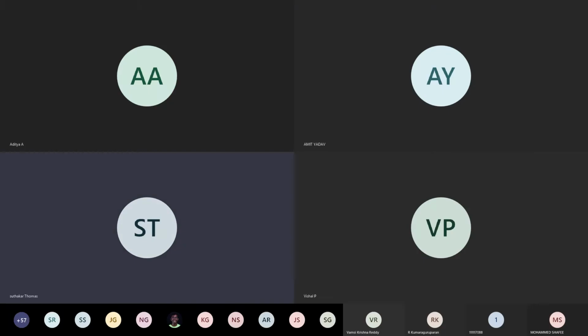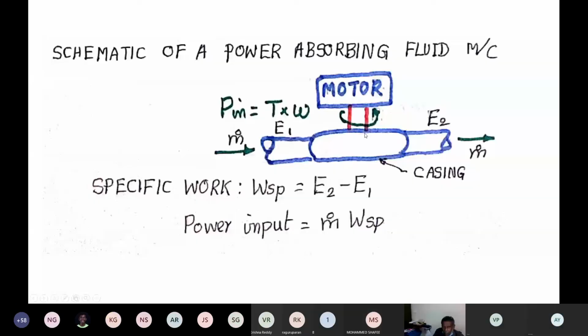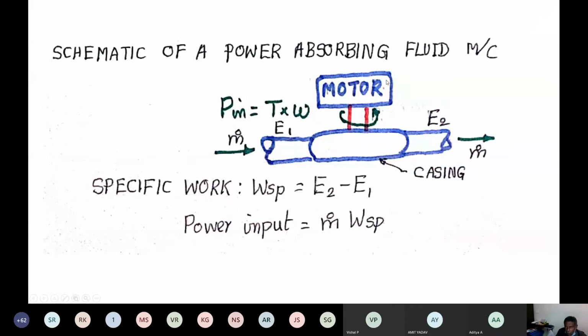Something is there. So there's a shaft going out. This time the shaft is connected to a motor, so it's some sort of a power source. The power input is torque into angular velocity. Now again from the energy equation, we can easily write that the specific work is equal to E2 minus E1. And the power input is equal to the mass flow rate into specific work.